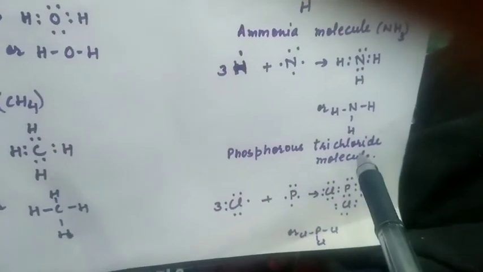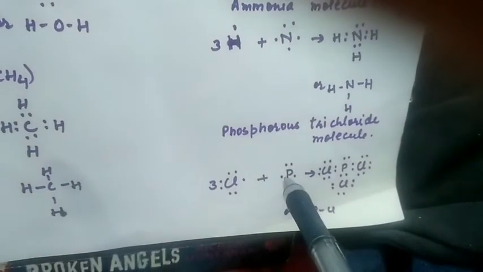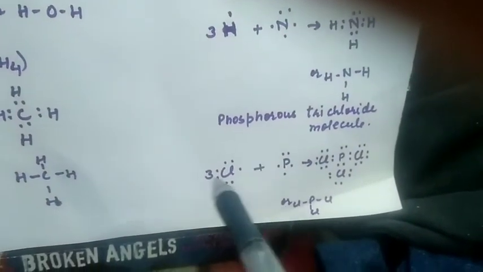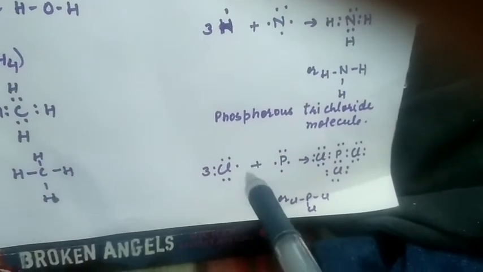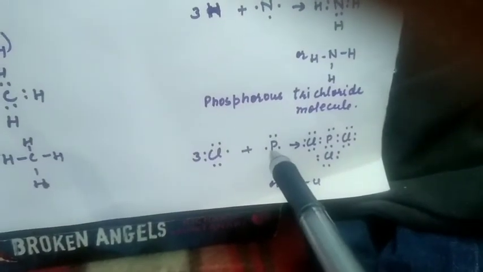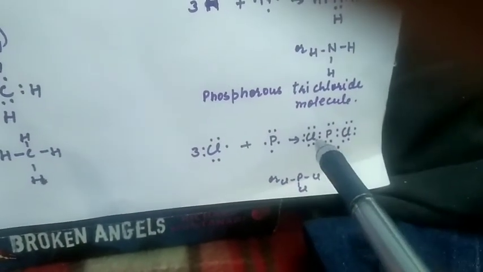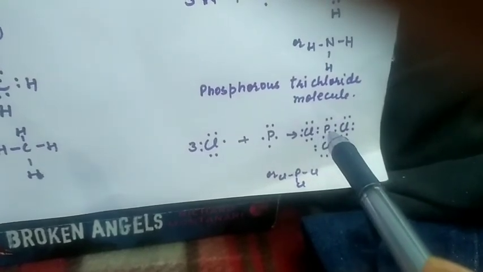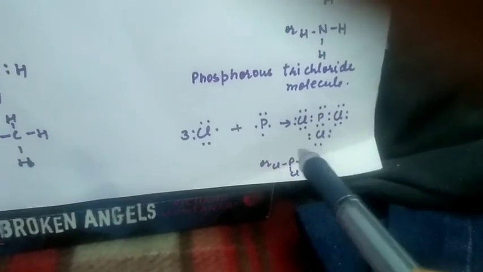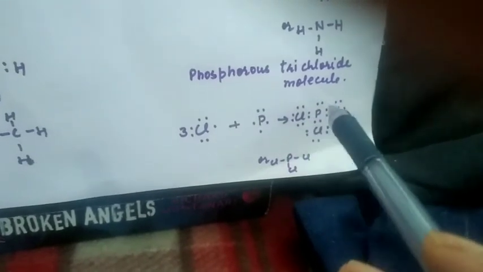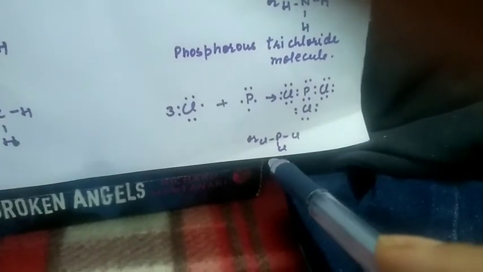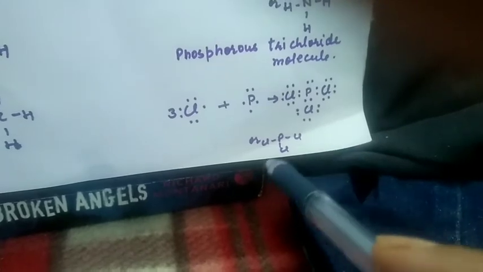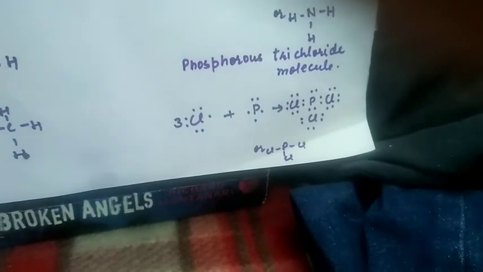Then phosphorus trichloride has 1 phosphorus and 3 chlorine. Chlorine atoms have 7 electrons in the outermost shell. Phosphorus has 5. So 3 chlorine atoms need 1 electron each, so contribute 1, and 1 is contributed by phosphorus. A single bond is formed. Each one gets its octet. So as a result, a stable PCl3 covalent molecule is formed.